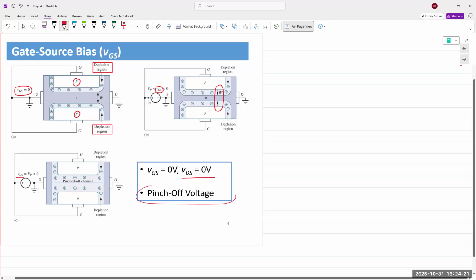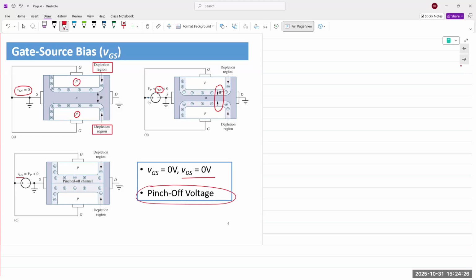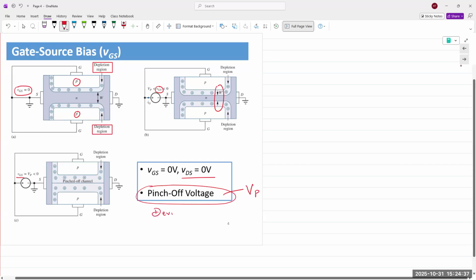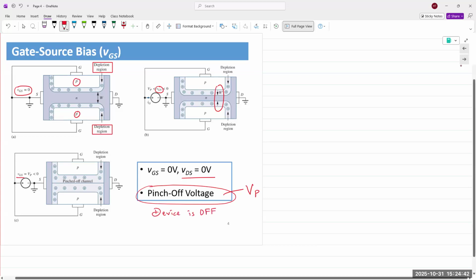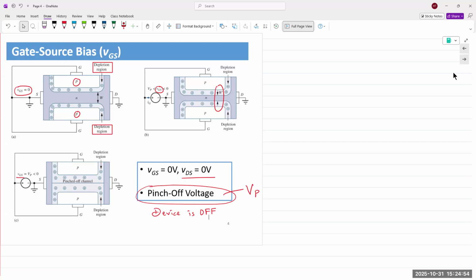And that value of VGS that is required to pinch off the channel, or to close off the channel, is known as the pinch off voltage, VP. At this point, we can say the device is off. The device is completely off. It's reverse biased.